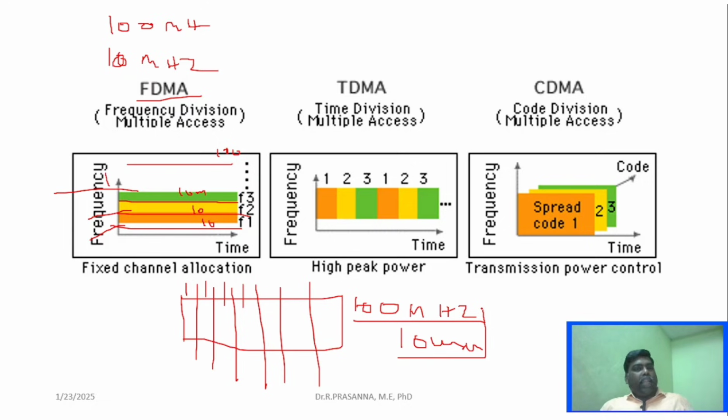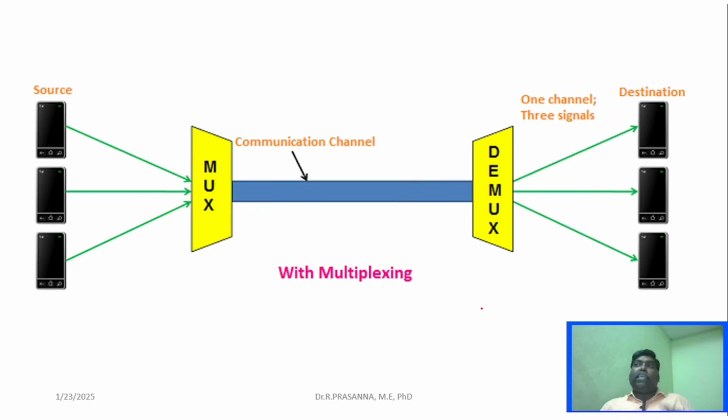So I believe you will understand what is sampling, what is quantization, what is multiple access techniques. And the last one is multiplexing. And you have to understand the difference between multiple access and multiplexing. Multiple access is allowing different users to use the same channel at the same time. That is called multiple access. But multiplexing is using the same channel by different users, but all these user signals will be combined and transmitted in a single channel. That is called multiplexing.